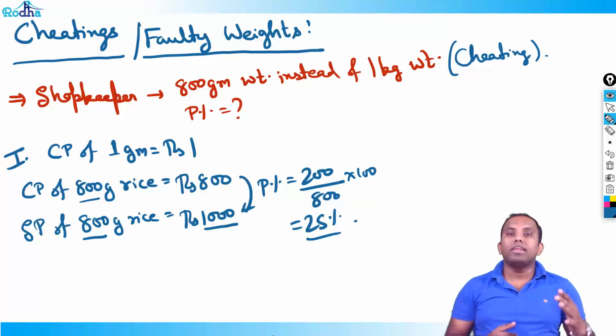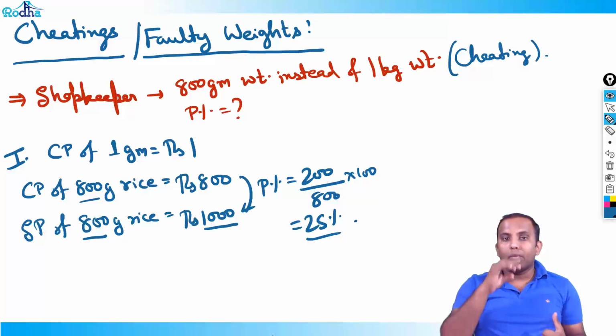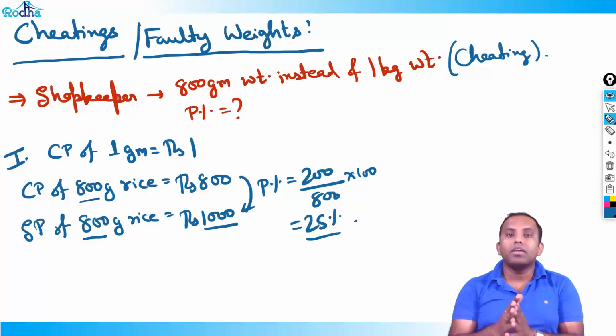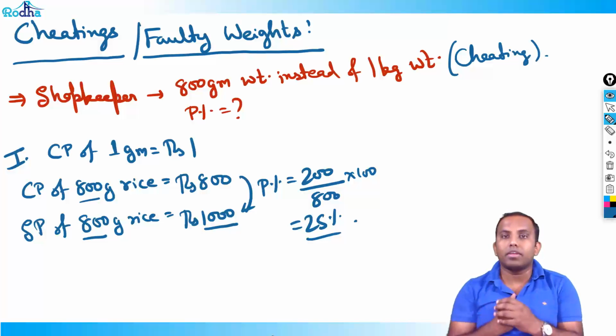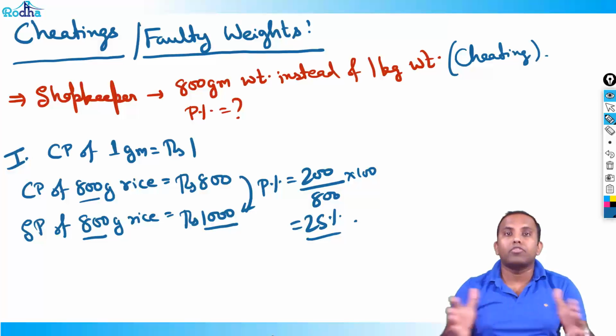Okay. So once he is selling at the cost price, what is his profit percentage in this case? So 1 gram is 1 rupee. So the CP of 800 gram rice is 800 rupees. What is the SP of 800 gram? SP means what he is selling to us. So how much am I paying? I am unaware of his cheating, right?